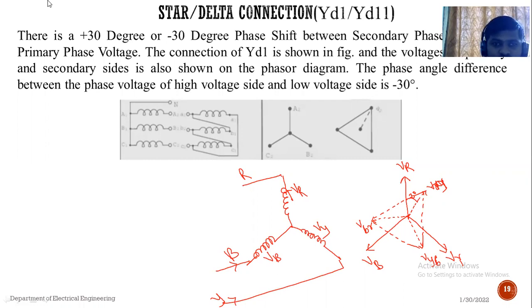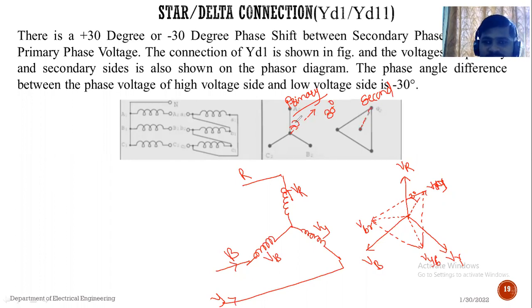See, the phasors are drawn here as well. This one is the voltage phasor of the primary side, which is connected in star, and the secondary can be connected in delta. So the secondary phasor lags behind the primary by an angle of 30 degrees.